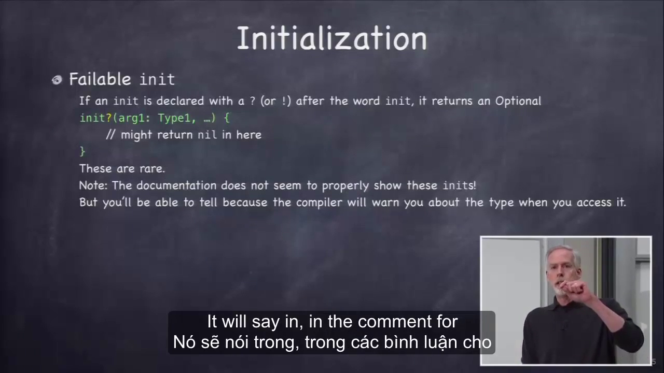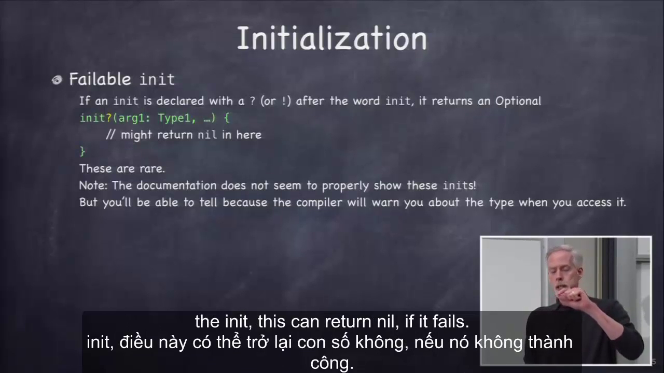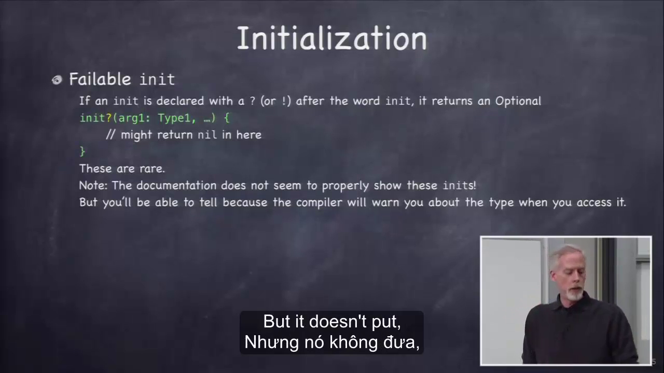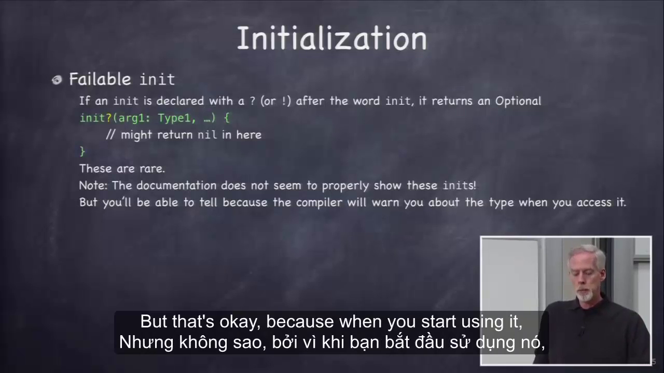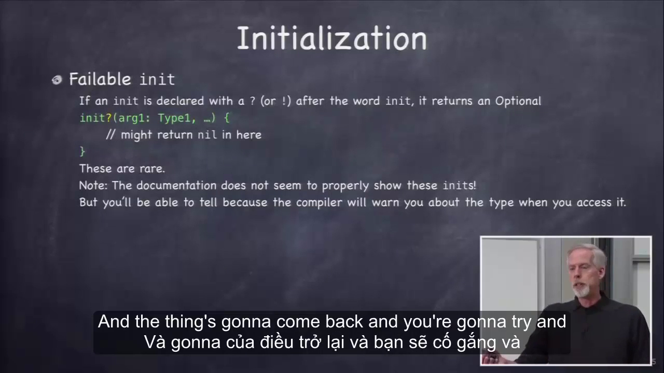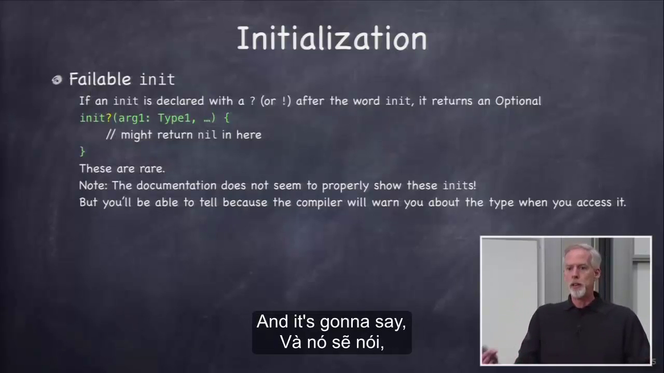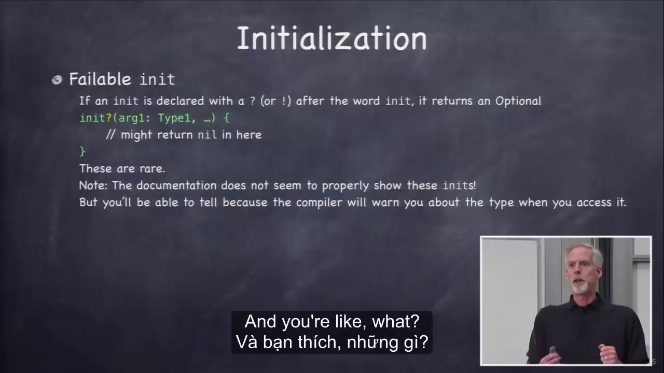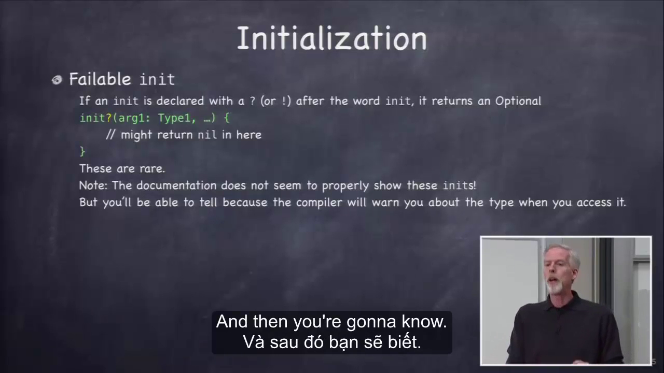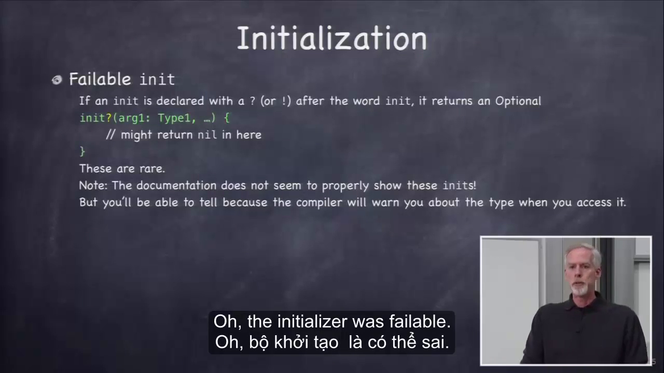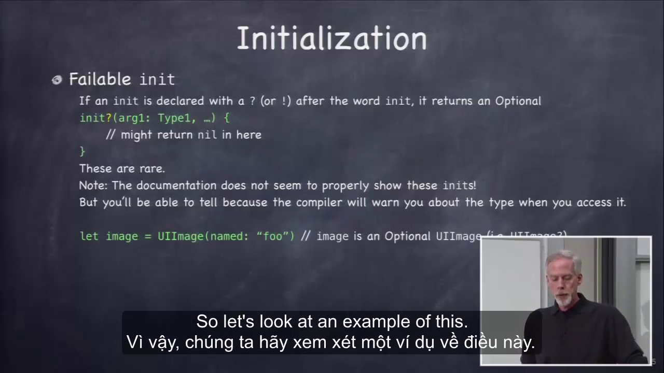It will say in the comment for the init, this can return nil if it fails, but it doesn't seem to put the question mark on there. But that's okay, because when you start using it, you're going to call this initializer, and the thing's going to come back, and you're going to try and send messages to it, and it's going to say, this is an optional, does not respond to the method. And you're like, what? It's an optional? And then you're going to know, oh, the initializer was failable. So let's look at an example of this.